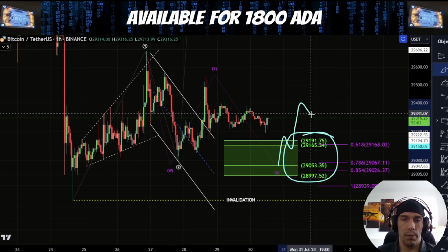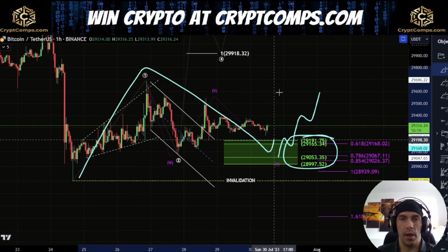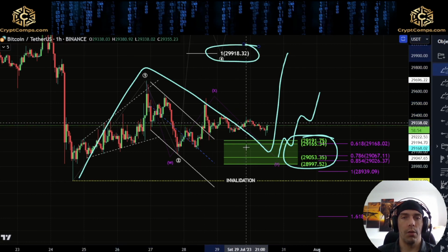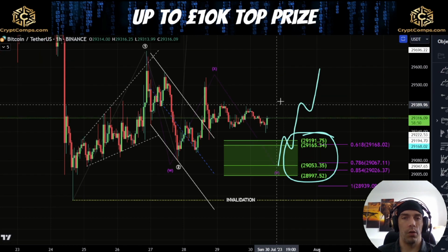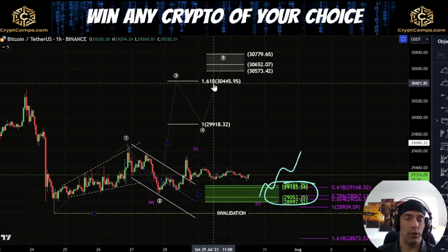If we start to develop 5-wave structure to the upside, this could actually just become A, B, and then C, in which case what we'd be looking for as a possible target here would be this 29,918 as a 1-to-1.